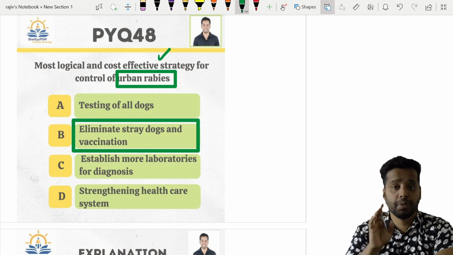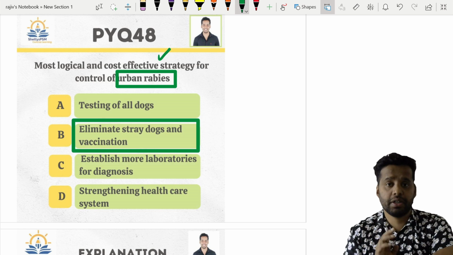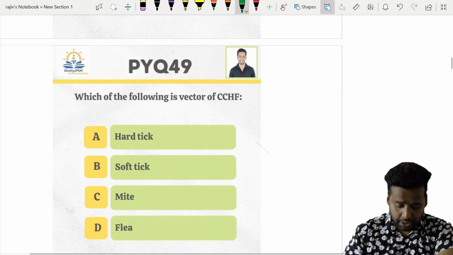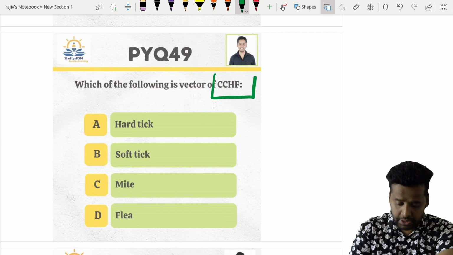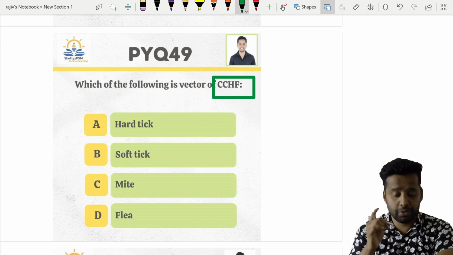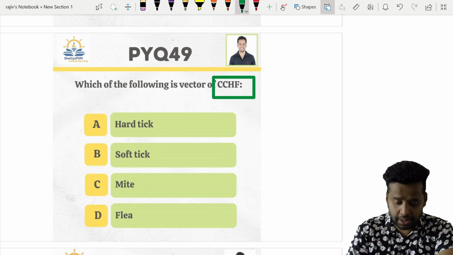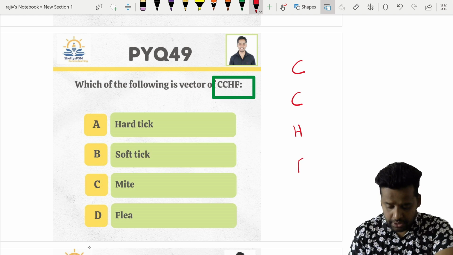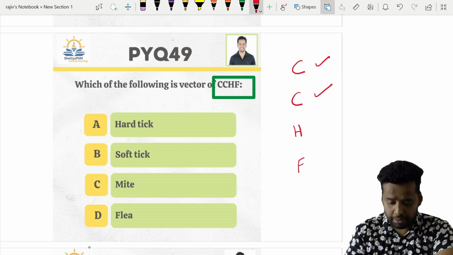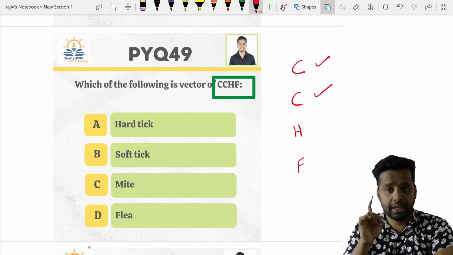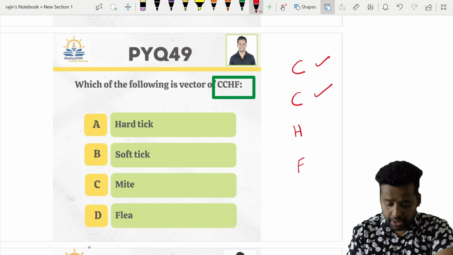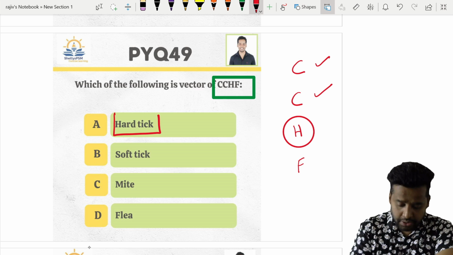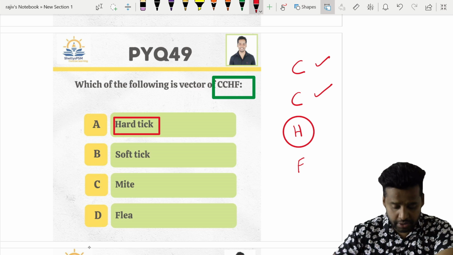This is the most important cost-effective strategy for rabies elimination. Very recent question: which of the following is the vector of CCHF, Crimean Congo hemorrhagic fever? We have discussed mnemonics in the classes. CCHF: C for cattle, C for camel, reservoir. H is the vector, Hyalomma tick is the vector causing Crimean Congo hemorrhagic fever.